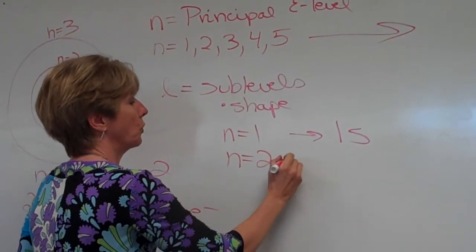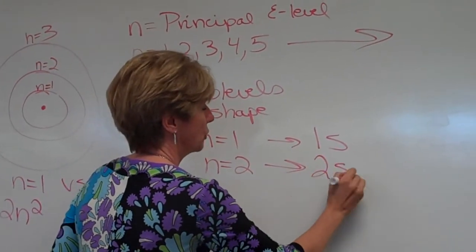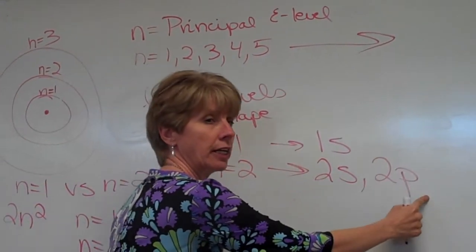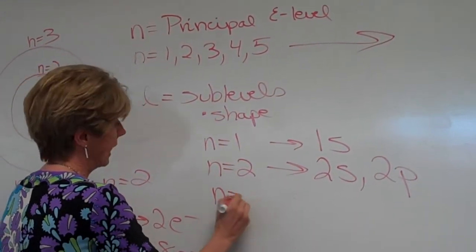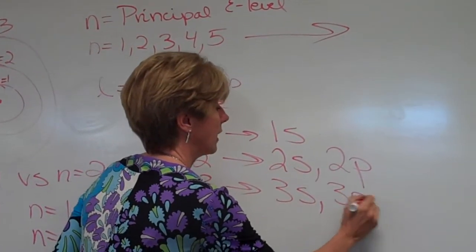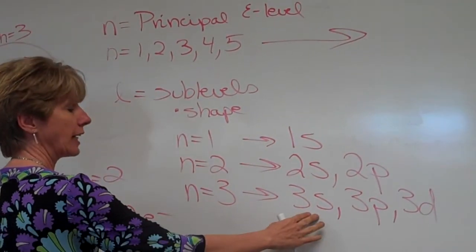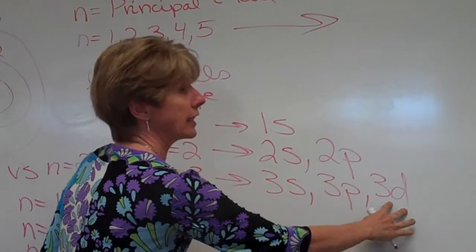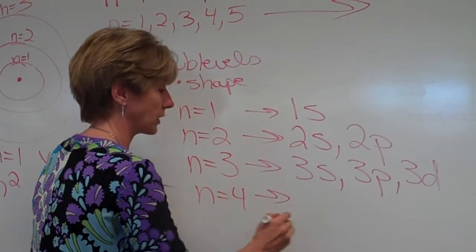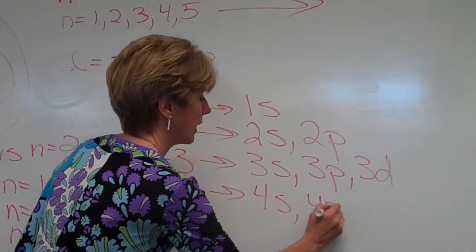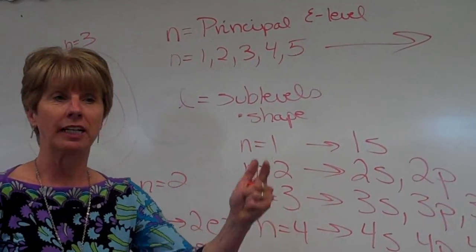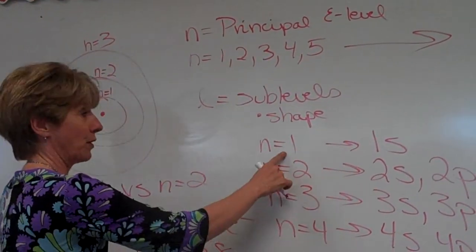When n equals 2, there are 2 sublevels. 2s, 2p. S is sphere, P is dumbbell. When n equals 3, you have 3 sublevels. 3s, 3p, 3d. 3s, sphere, 3p, dumbbell, 3d, beyond the scope of this course. N equals 4, 4 sublevels. 4s, 4p, 4d, 4f. Okay? S, P, D, F.